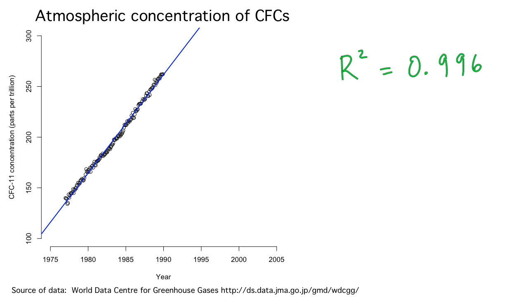So the line is explaining almost all of the variation in the response. But that doesn't mean that there isn't a better model for these data. For these data, we have a systematic pattern of points above, then below, then above the line. So a model that captures that pattern would be preferred.